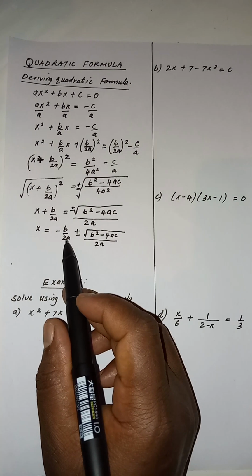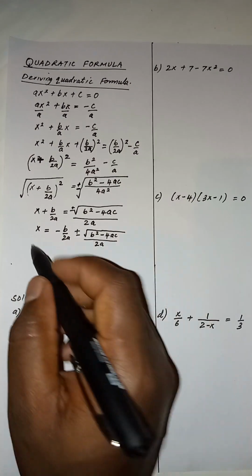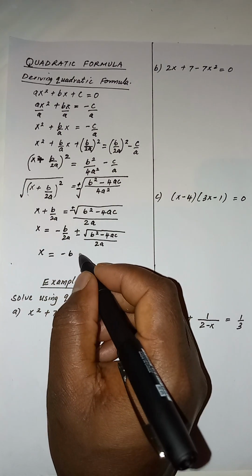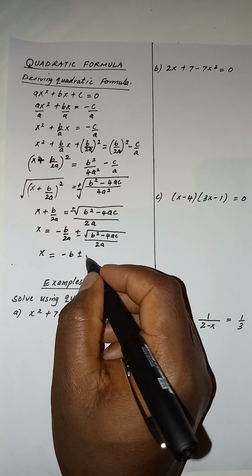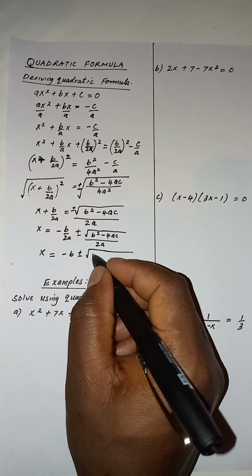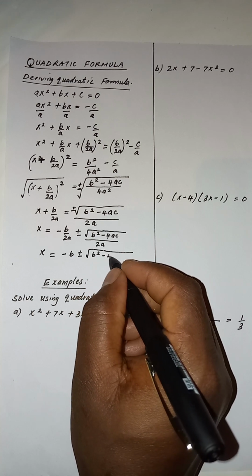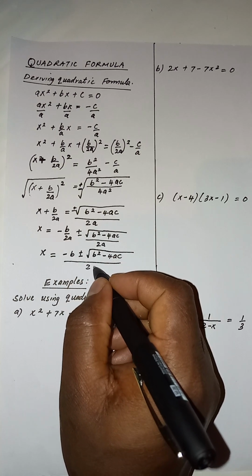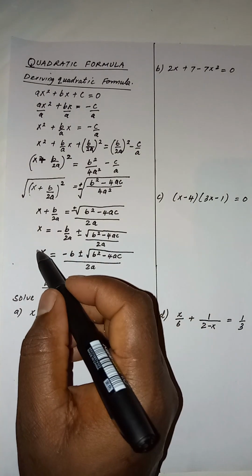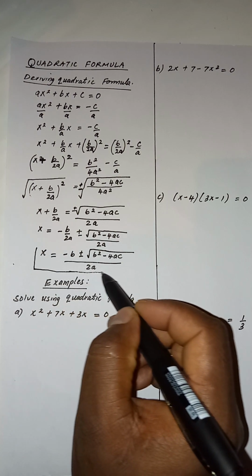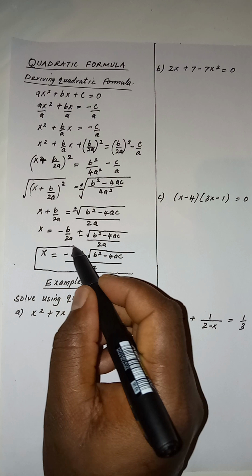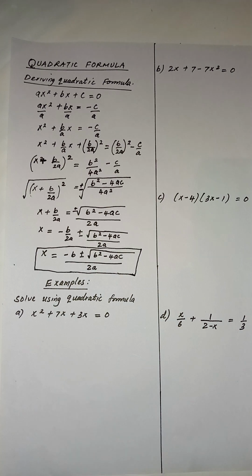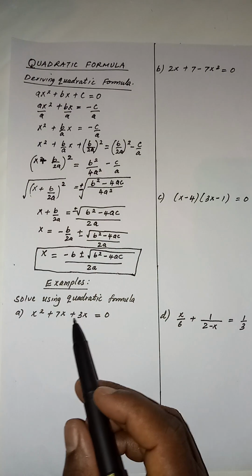The LCM is the same, so you can simply say that x is equal to minus b plus or minus the square root of b squared minus 4ac all over 2a, and this is what we refer to as the quadratic formula.